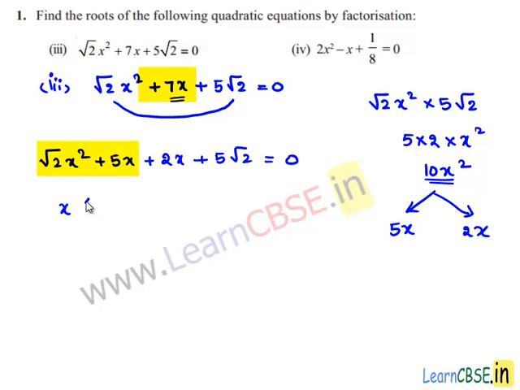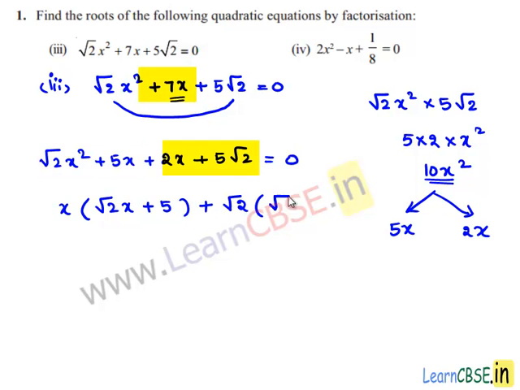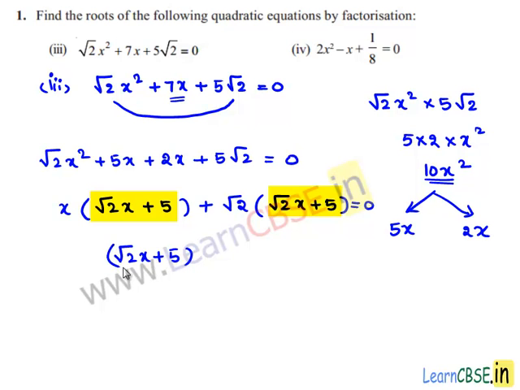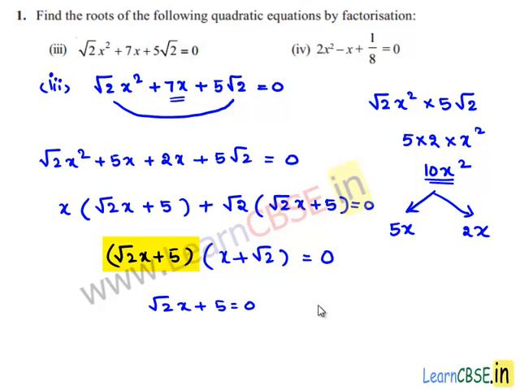X can be taken as common, root 2x plus 5, and here root 2 can be taken as common, root 2x plus 5 is equal to 0. Root 2 times of x plus 5 can be taken as common and the remaining terms will be x plus root 2. This is equal to 0. Root 2x plus 5 is equal to 0 and x plus root 2 is equal to 0.